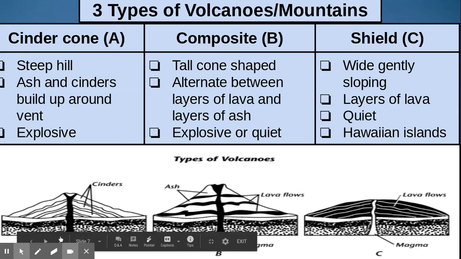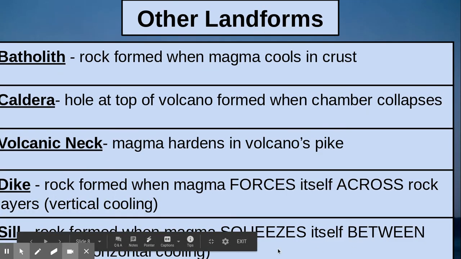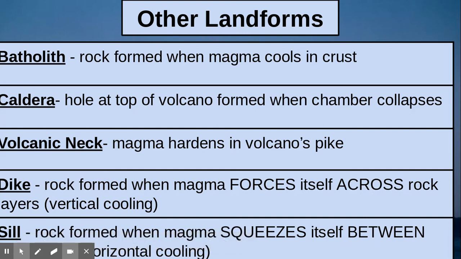So our next is just some other landforms. Again, a lot of vocabulary, I'm sorry. So the batholith, that's when a rock forms when the magma is cooling in the crust. So it's really a rock formation. If you see it, it's not looking like a mountain. It's more of a rock formation.